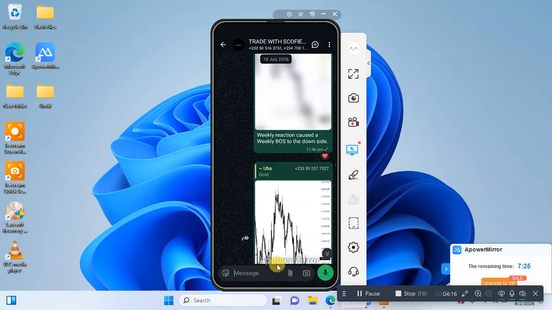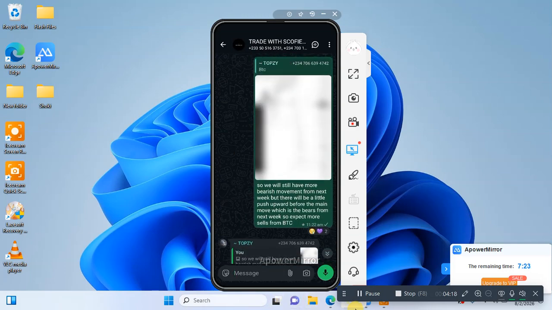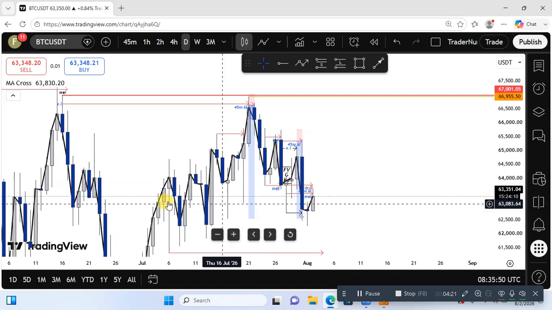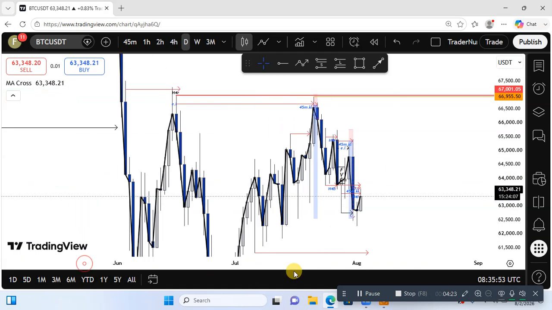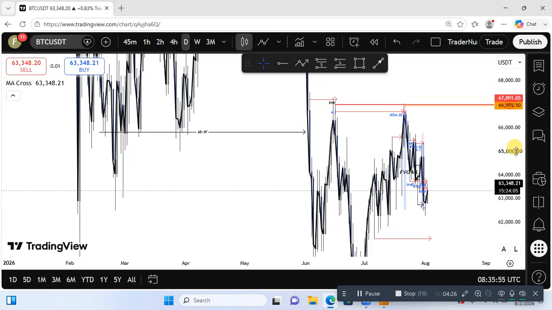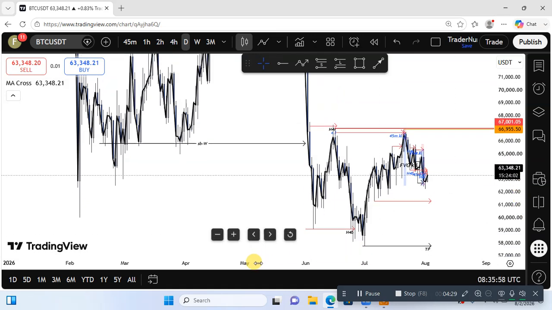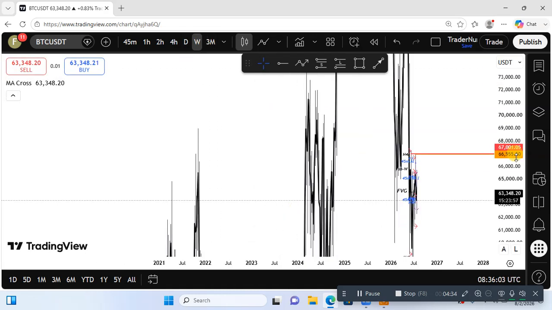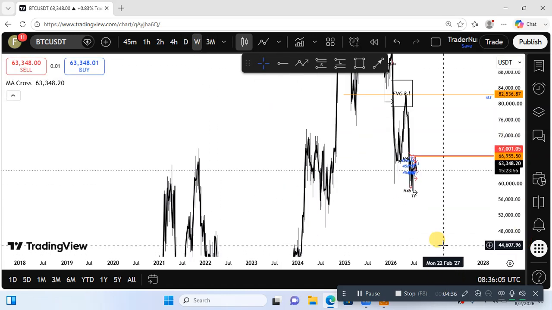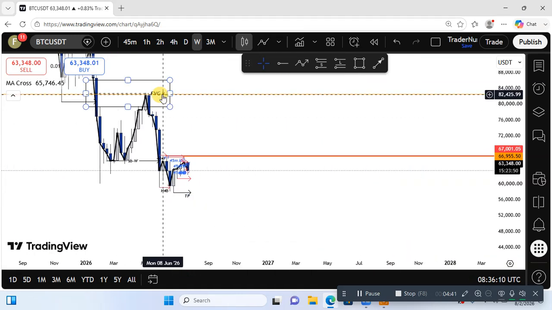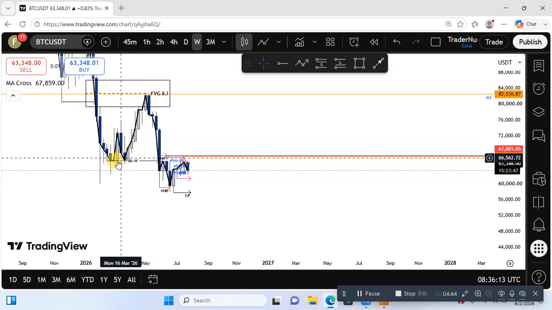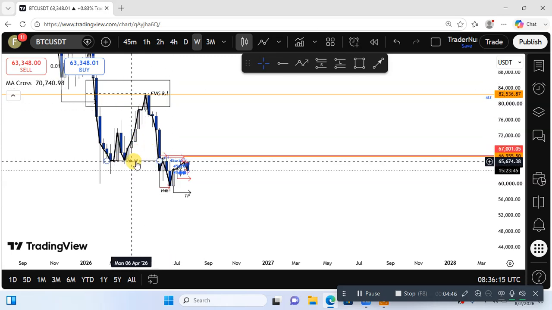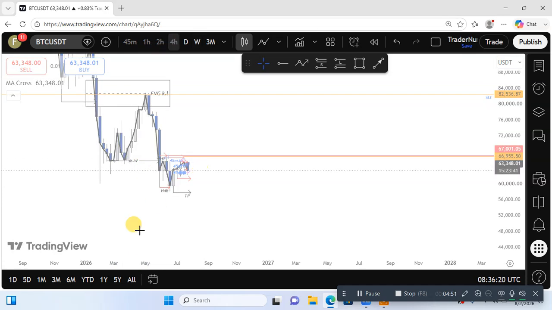Last week I also did some analysis on gold, but that's not what we're talking about today. So we're going to look at the BTC and what I actually talked about. If you look at the weekly, this is what I was trying to explain. Price came from the weekly fair value gap. This is the weekly fair value gap. Then it broke structure. You see, after the break of structure, we move to 4 hours.